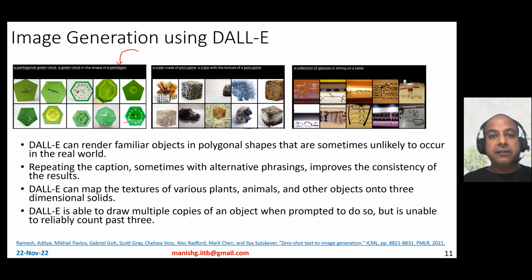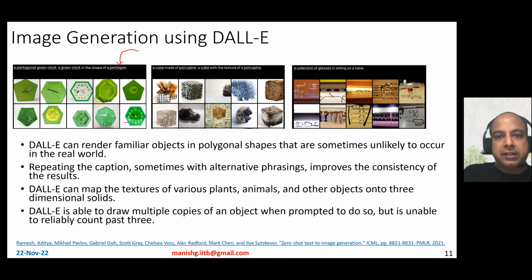It's also observed that if you repeat the caption, sometimes with a little bit alternative phrasings, then it improves the consistency of the generated results. So the more times you repeat, the better the kind of results that you observe. And there's a significant budget, 256 tokens, so you can repeat captions, important words in the caption, right?